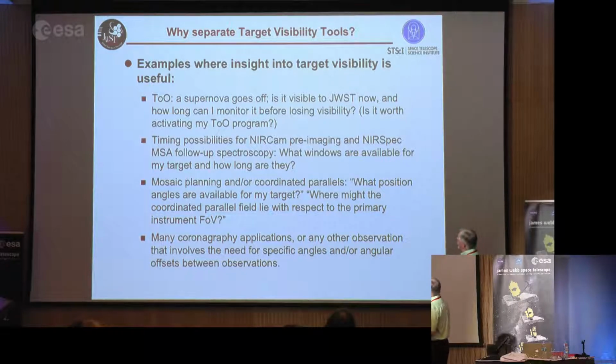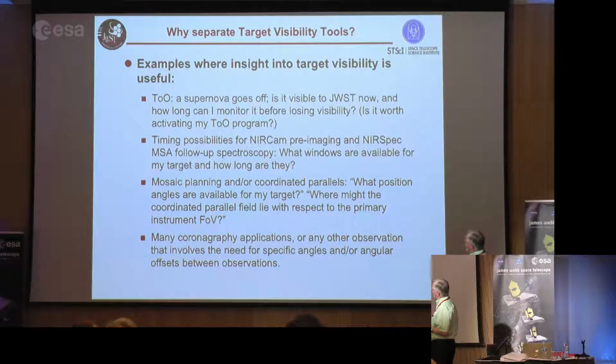Timing possibilities, anything that requires a specific time of year to be observed. As you'll see as we go through a few more slides, the JWST field of regard moves around the celestial sphere, and so there are times, depending again on the ecliptic latitude of your target, when you can't observe, possibly, with JWST on a particular target.